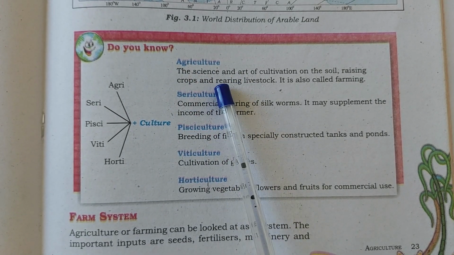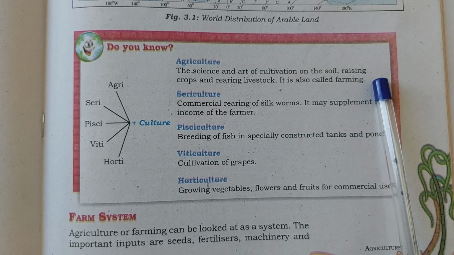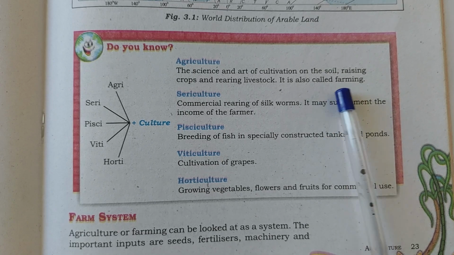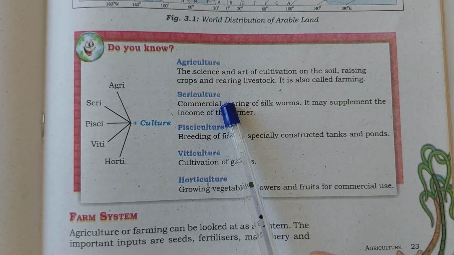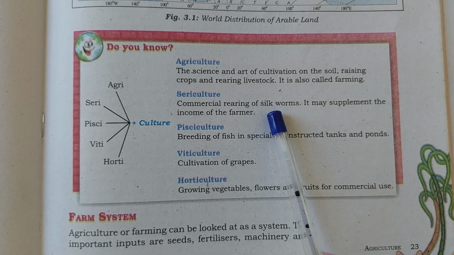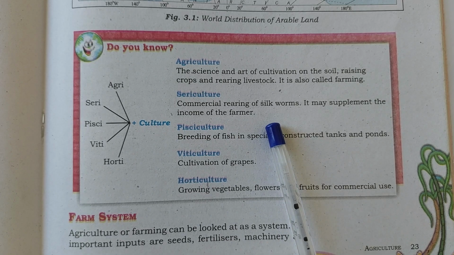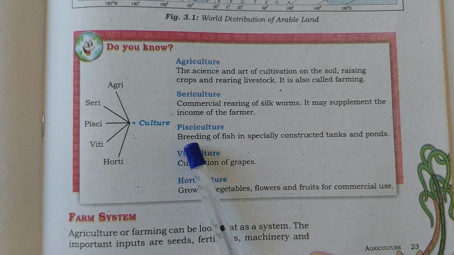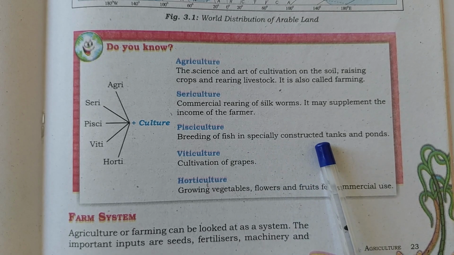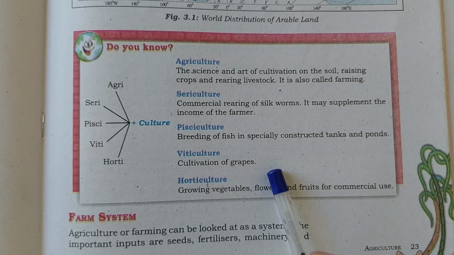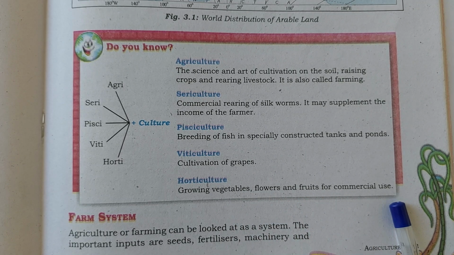Agriculture, the science and art of cultivation on the soil, raising crops and rearing livestock. It is also called farming. Sericulture, commercial rearing of silkworms. It may supplement the income of the farmer. Pisciculture, breeding of fish in specially constructed tanks and ponds. Viticulture, cultivation of grapes. Horticulture, growing vegetables, flowers and fruits for commercial use.